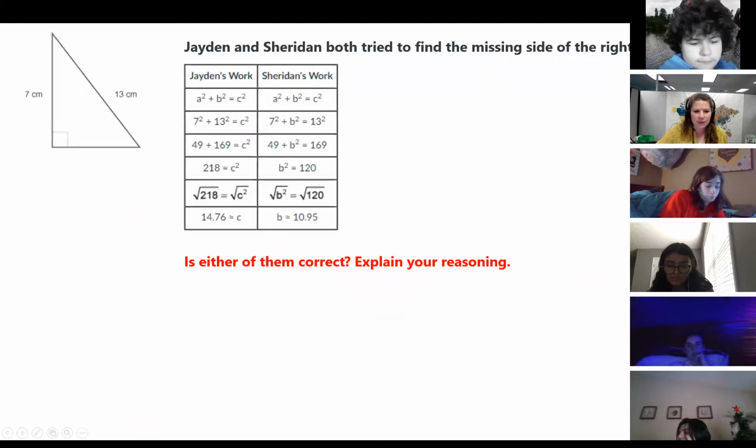All right, last one right here. It says Jaden and Sheridan both tried to find the missing side of a right triangle. So here we have a leg is 7. And what is this, 13? Is that a leg or the hypotenuse? So the question is, is either of them correct? Explain your reasoning.